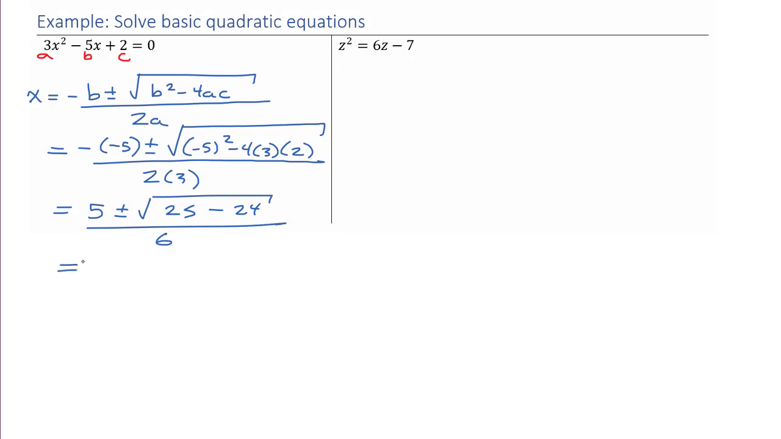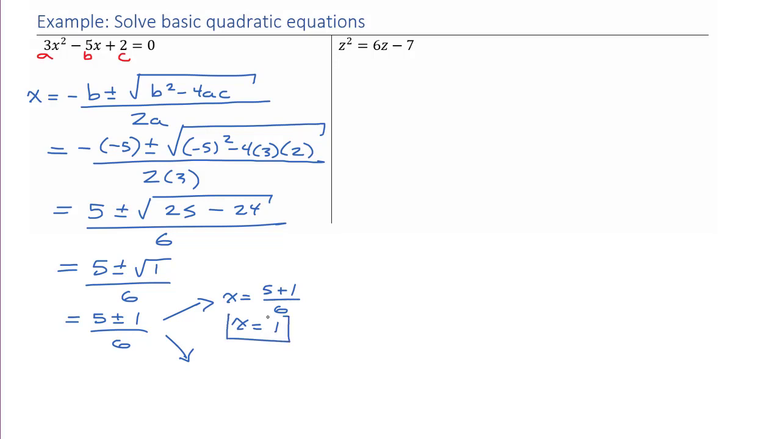And we end up with x is equal to 5 plus or minus the square root of 25 minus 24, which is 1. I'll show every step here. Be careful. All right, so we got 5 plus or minus the square root of 1, which is 1. Now we have 2 possible scenarios here, right? 5 plus 1 or 5 minus 1. So we could have x is 5 plus 1 divided by 6, which means x is equal to 6 divided by 6, which is 1. So there's one of our possible answers.